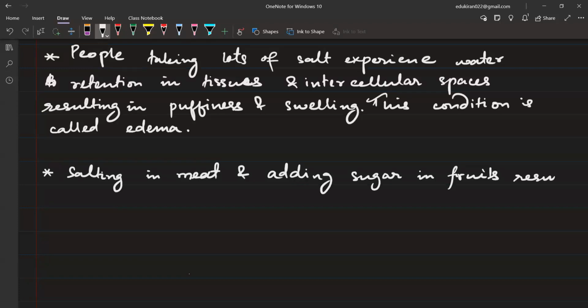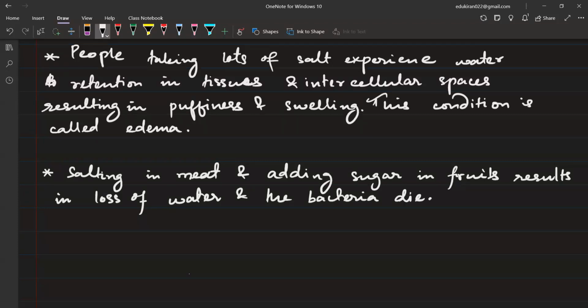results in loss of water, and the bacteria die. You see, bacteria can only exist if there is water. If there is no water, the bacteria won't exist. So in order to remove that water, we add sugar or salt. Okay, write this down. And the last point regarding osmosis will be reverse osmosis.